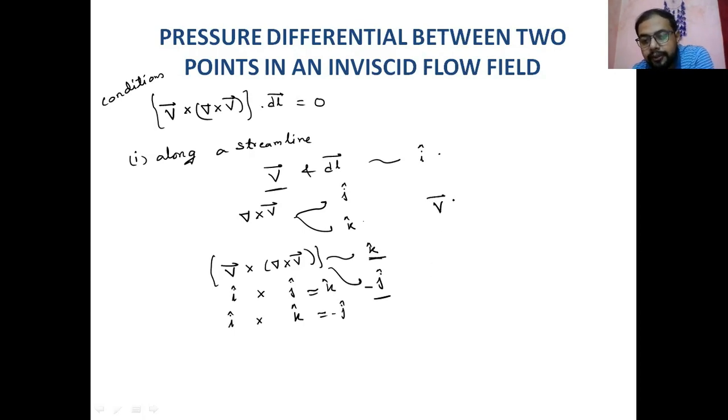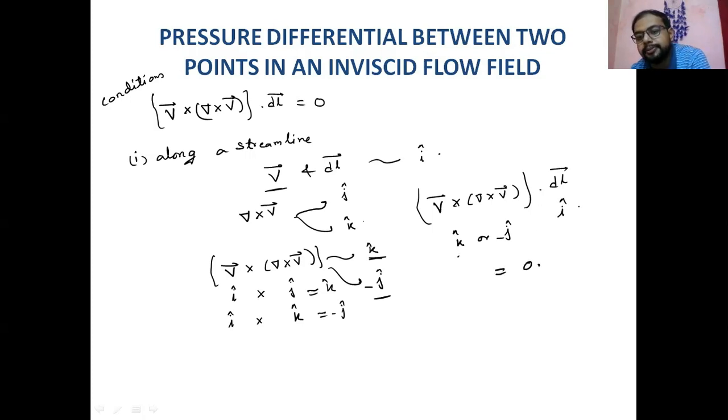So whenever V cross del cross V, this vector is either K or minus J. Dot dl, dl is I. So I is perpendicular to K as well as J, so the dot product will always become 0. So along a streamline, if you are considering any 2 points along a streamline, this part will always be 0. That is the first condition.